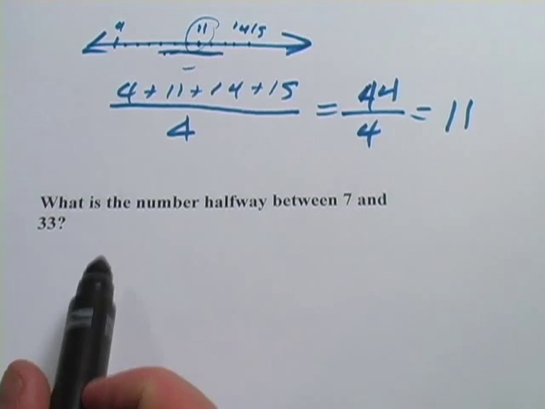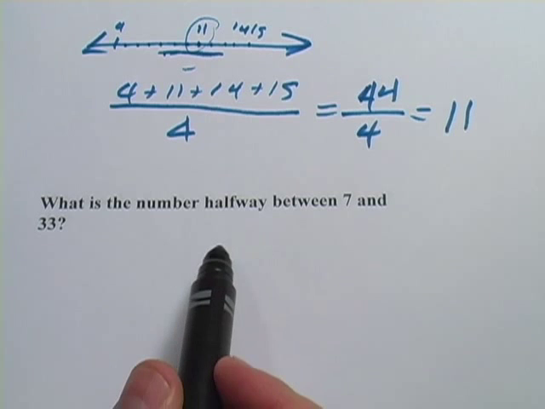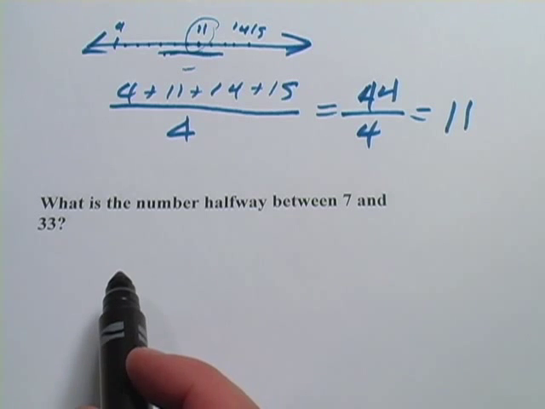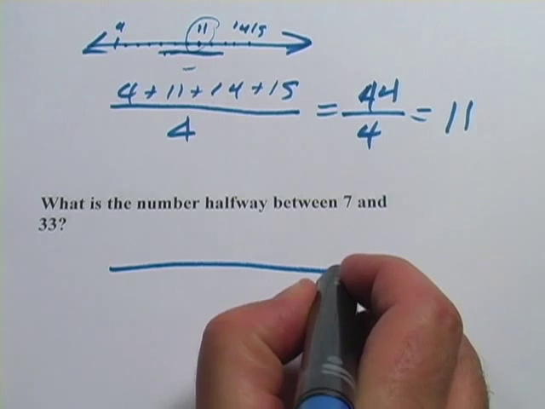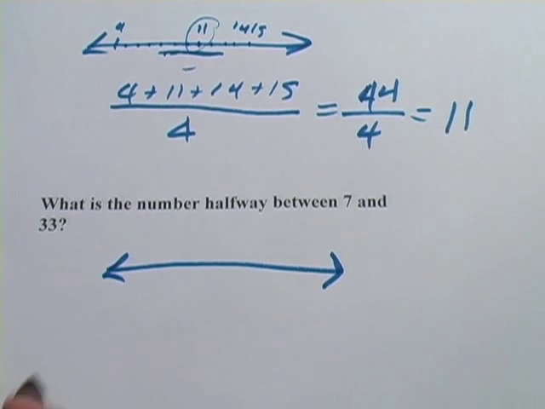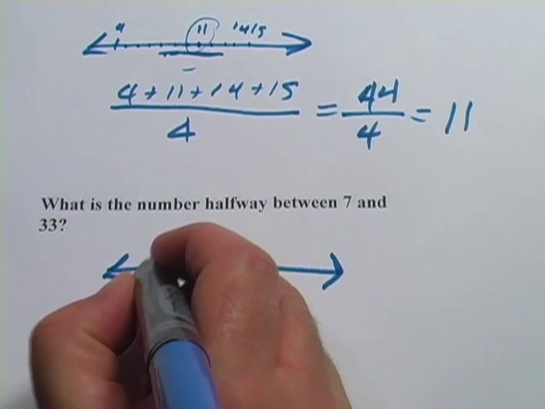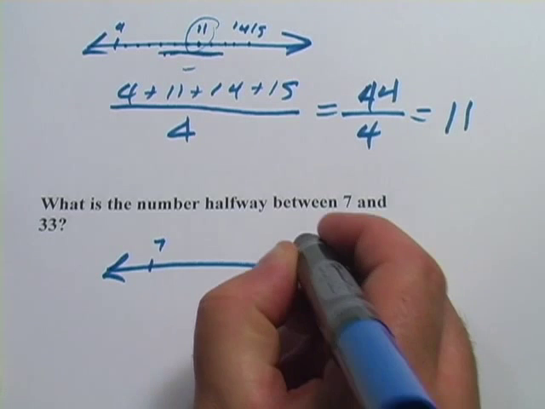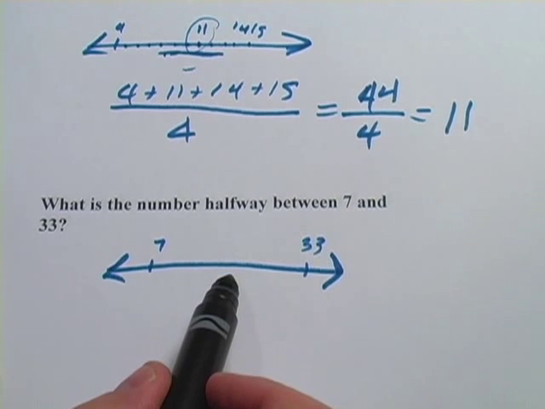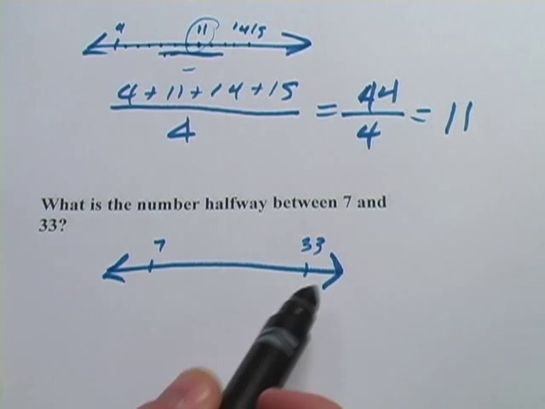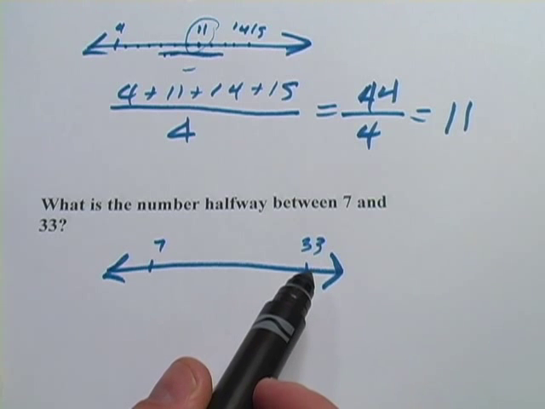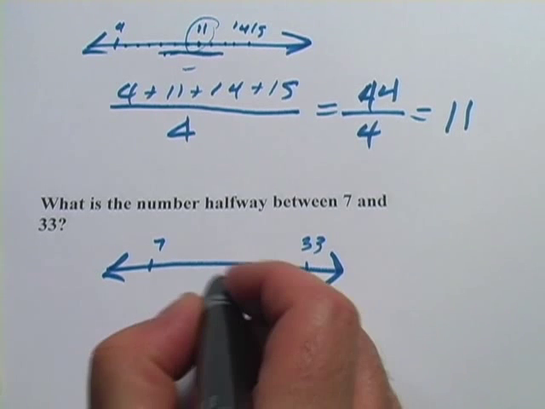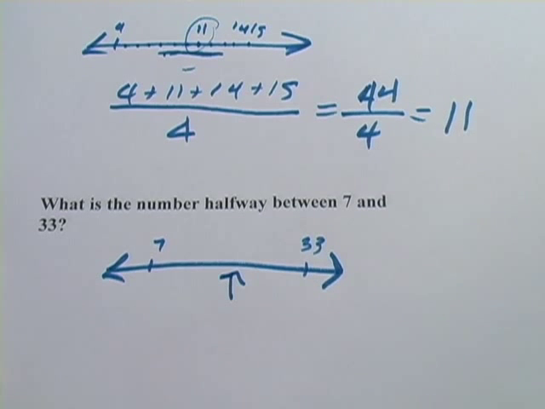Last one. This one says, what is the number halfway between 7 and 33? And at first this may not seem like it's an average question, but it's really asking the same thing. So if 7 is down here and 33 is up here, what's the number that's halfway? Well, when there's only 2 numbers, if you take the average of those 2 numbers, you get the number that is halfway between them, right in the middle.